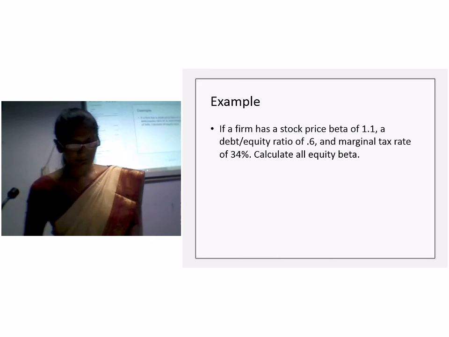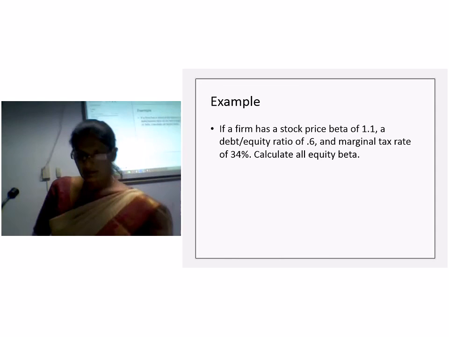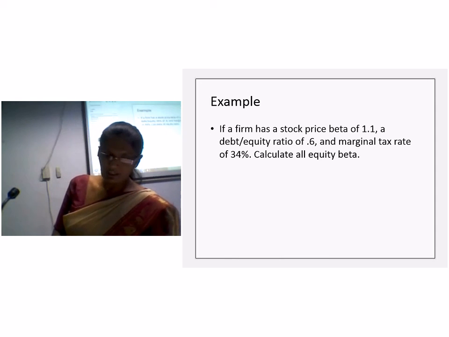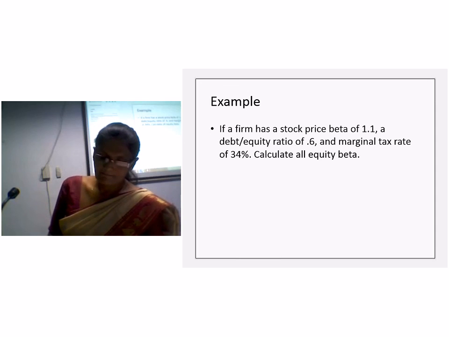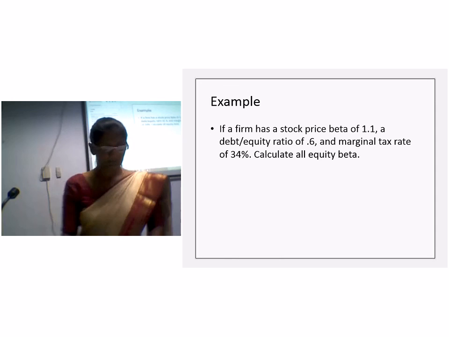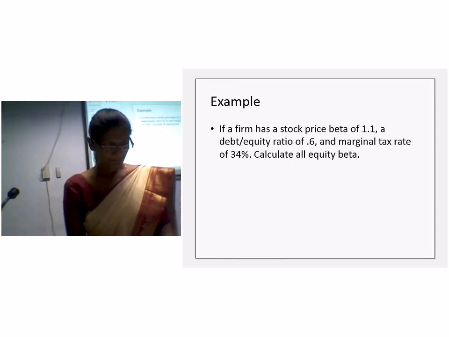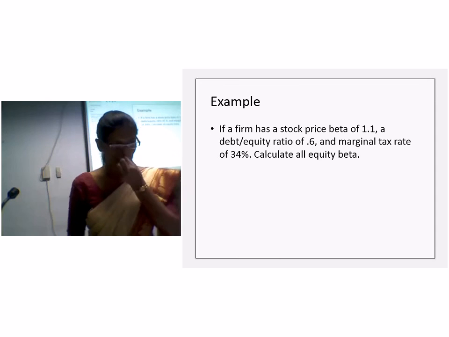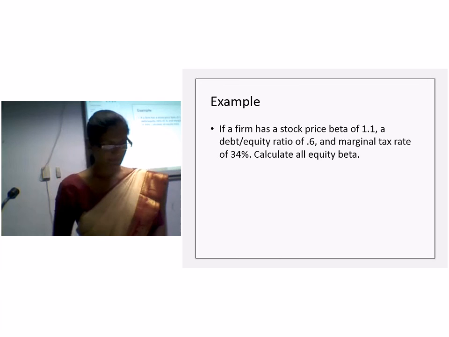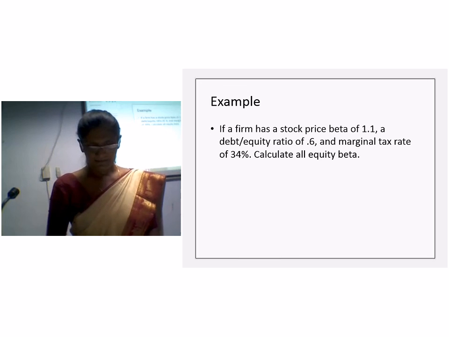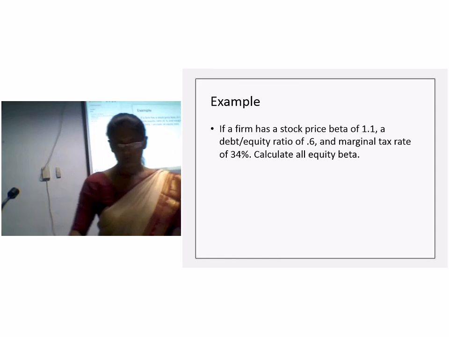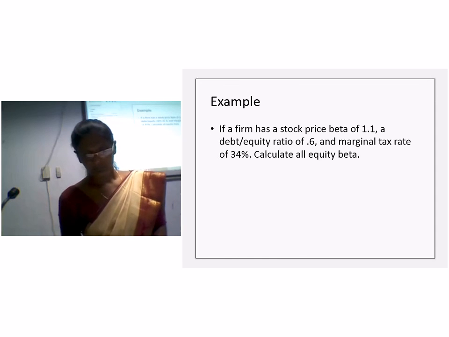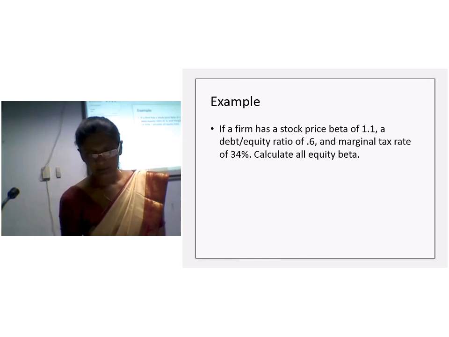Example, if a firm has a stock beta of 1.1, a debt to equity ratio of 0.6, and a marginal tax rate of 34%, calculate the all equity beta. What is that? All equity beta? This is actually, we have to calculate the all equity beta. That means that the given data is levered beta.